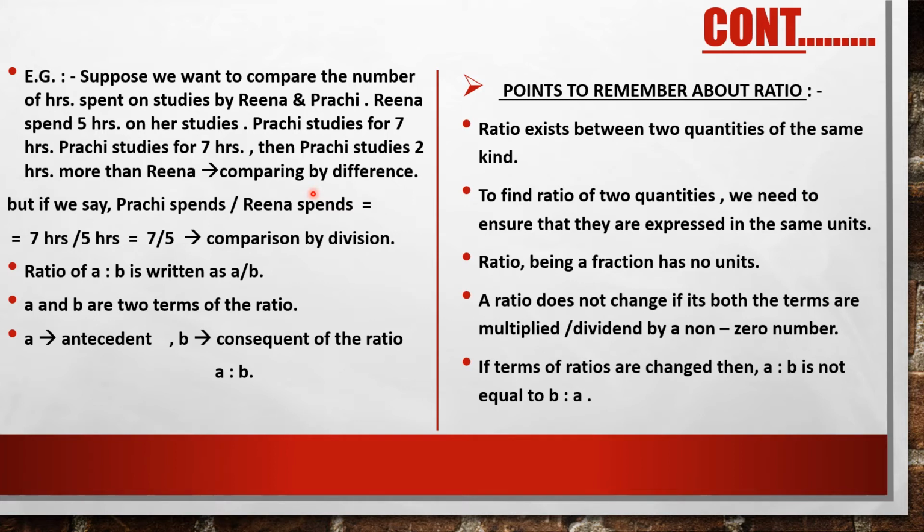But if we say Prachi spends 7 by 5 of what Reena spends on studies, or we say that the ratio of the number of hours spent by Prachi on studies to that of Reena is 7:5, this is comparison by the method of division. Hence, the ratio of two quantities in the same unit is the fraction of one quantity to that of the other. As you can see, both the quantities have the same unit, hours.